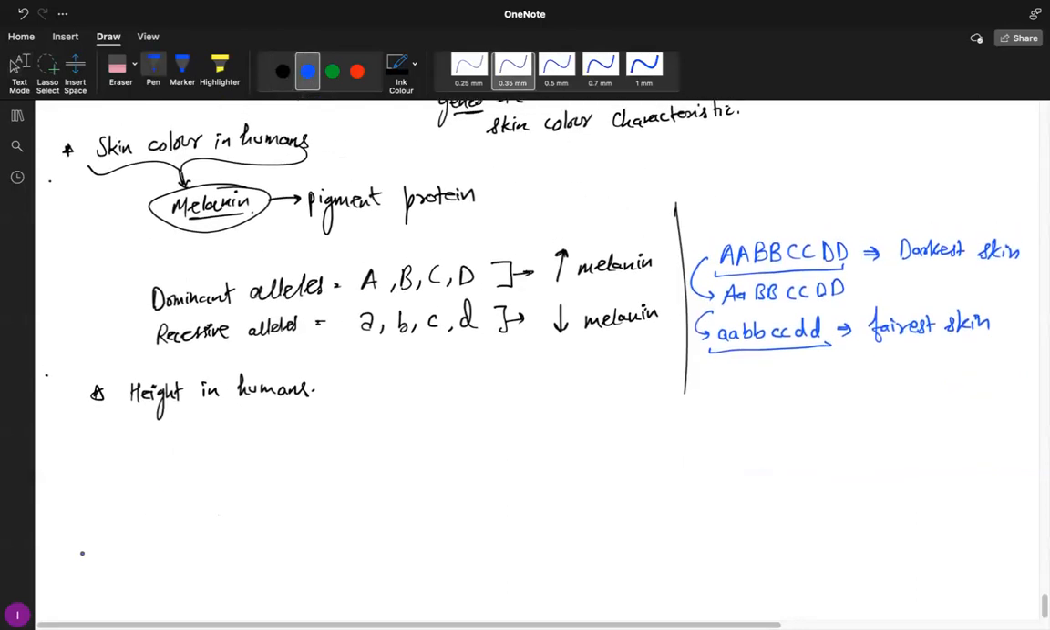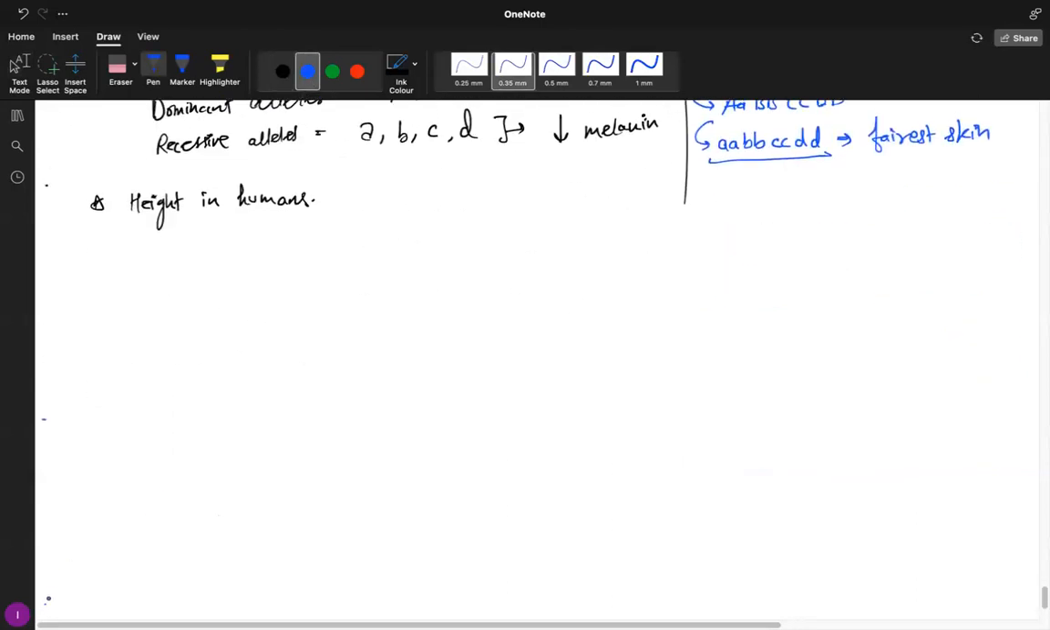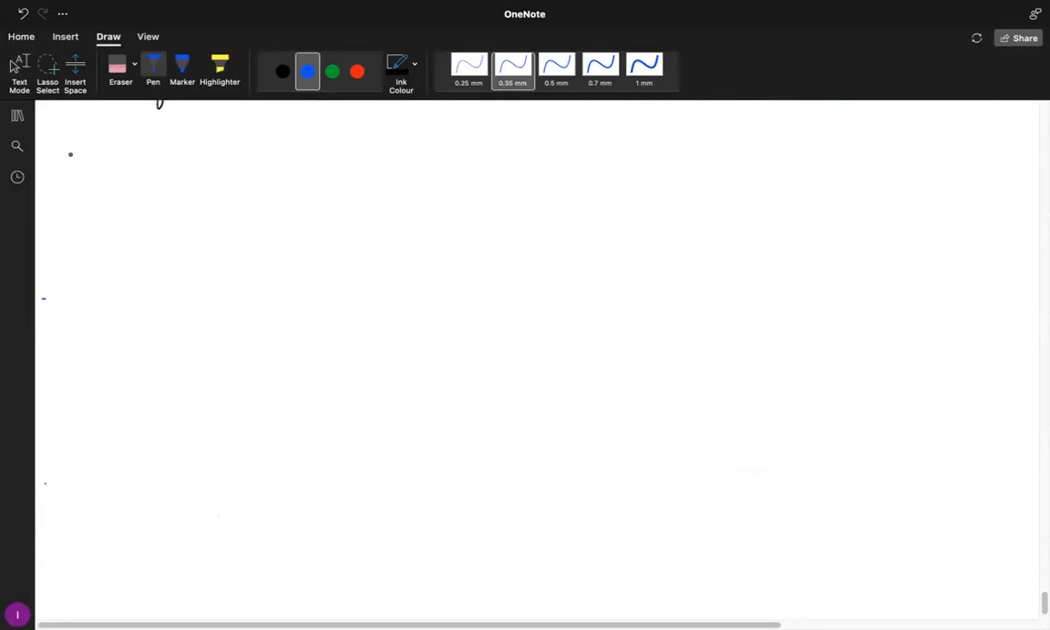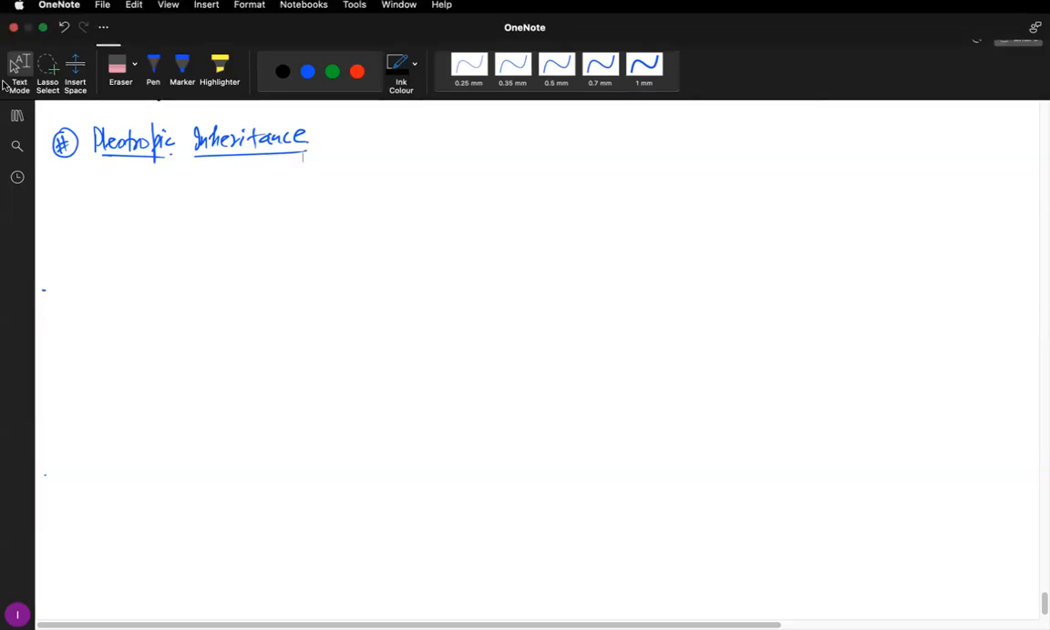Let's move forward to the next concept, that is pleiotropic inheritance. So this is polygenic. The other is pleiotropic inheritance. Now, anyone knows what is pleiotropy? P-L-E-O, or if there's an I as well, not sure. But anyone knows what is pleiotropy?